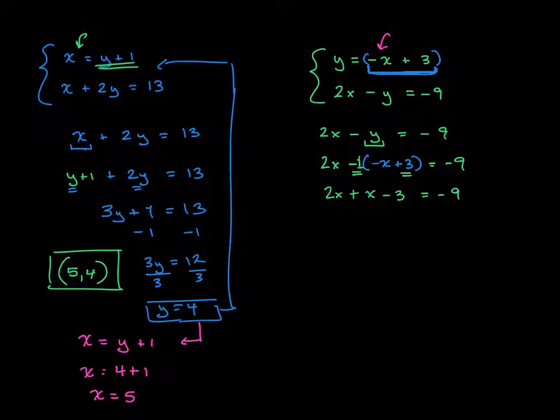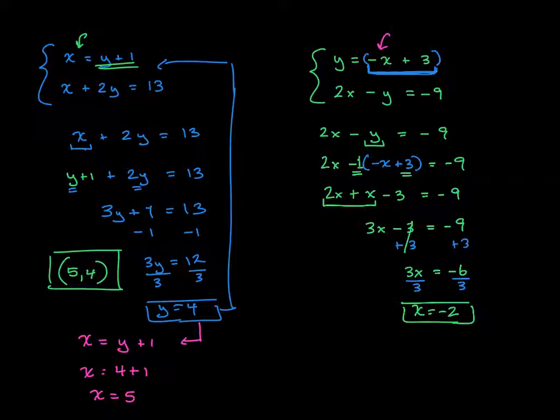From here, I'm just going to take these two things and combine like terms. So I get 3x minus 3 equals negative 9. And now we're back to solving this equation. So add 3 to both sides. Now I'm left with 3x, because those cancel out, is equivalent to negative 6. Last step is to divide by 3, and I get x equals negative 2.